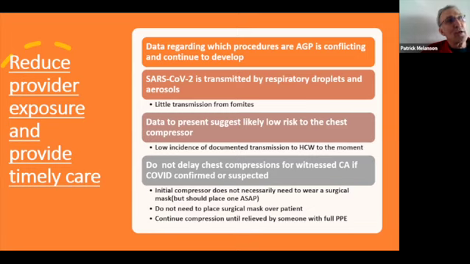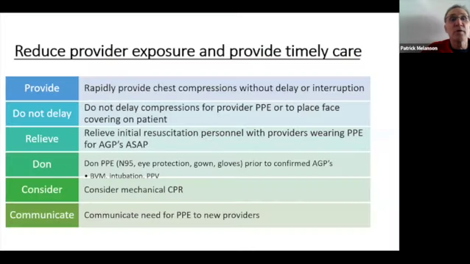So there has not been a significant number of documented cases where somebody doing chest compressions has contracted COVID on that basis. So they're now making a recommendation that you do not delay chest compressions for witnessed cardiac arrest if the patient is COVID confirmed or suspected. The initial compressor does not necessarily need to wear a surgical mask, but should place one as soon as possible. And you don't need to place a surgical mask over the patient, but you should try to do so as soon as possible. And you continue your compression until you're relieved by somebody with full PPE. So those are the recommendations.